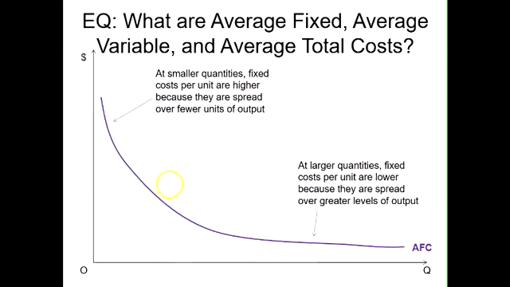Okay. So what we're going to look at here is a graph of average fixed cost, average variable cost, and average total cost. And do you see this dollar sign in the upper left-hand corner? This is actually supposed to be dollars per unit, so dollars over quantity. This is the per unit cost of producing. So fixed costs do not change, okay? And here's quantity over here on the horizontal axis.